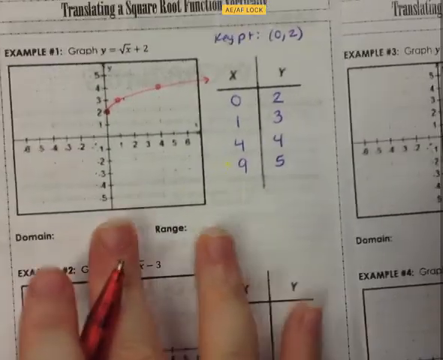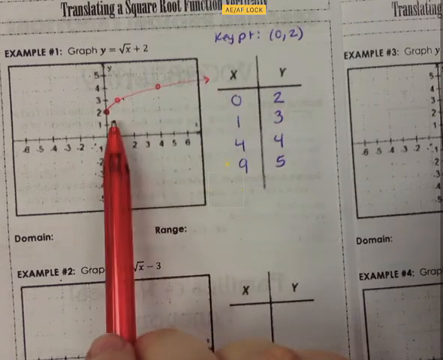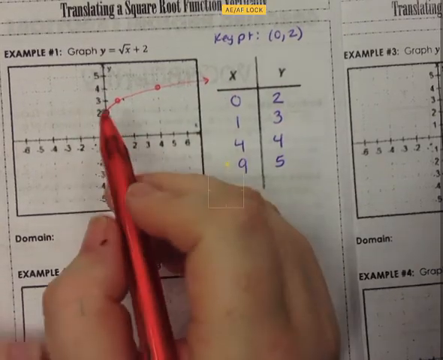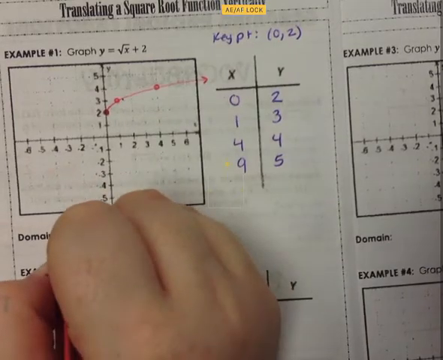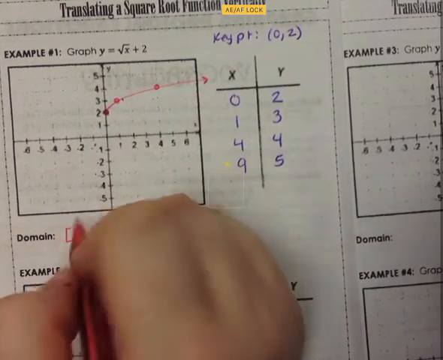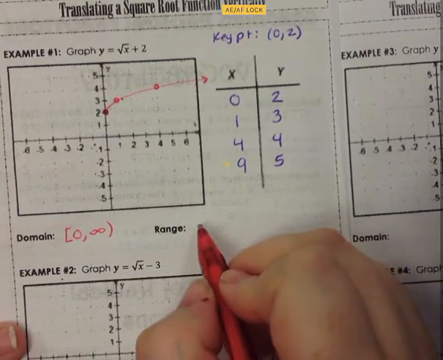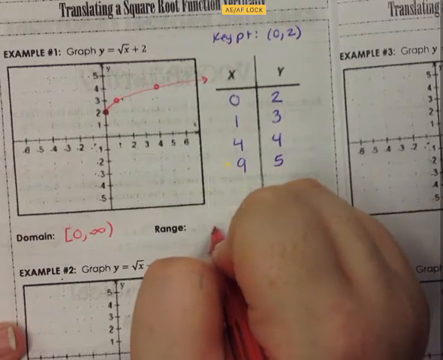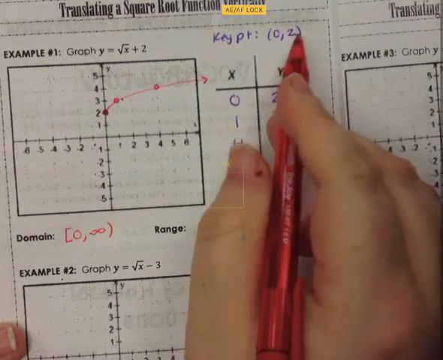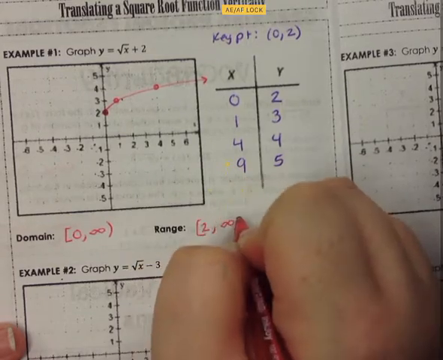So if we think about our domain, it is everything that's greater than your h value. So your domain is starting, your x value is starting at 0, close bracket, and it's going to the right. So that's a positive infinity, open bracket. Our range, because it's a positive, it's going to go up. So that means that we're going to have a positive infinity. And our range starts from also your key point, which is 2. So close bracket, open bracket.